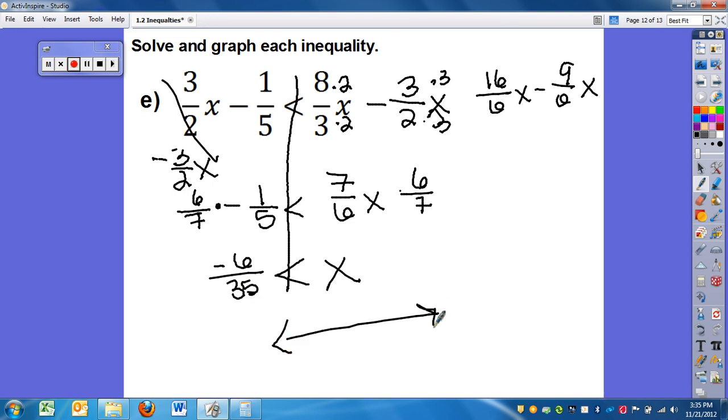Graph, negative 6 over 35. Open circle, and this is what I was talking about, that you really have to look at the variable because my arrow is pointing this way, but x is greater than, so my arrow goes higher than negative 6 over 35.